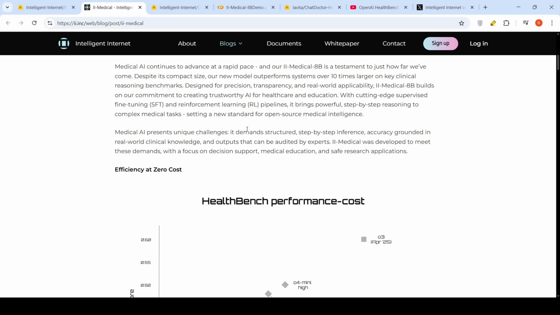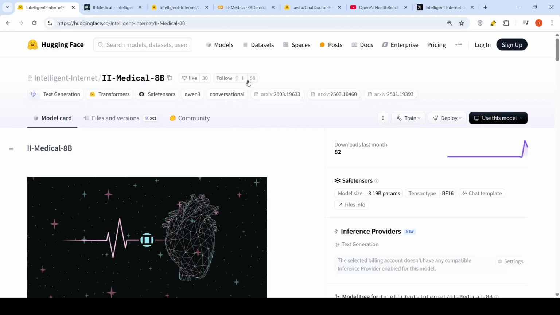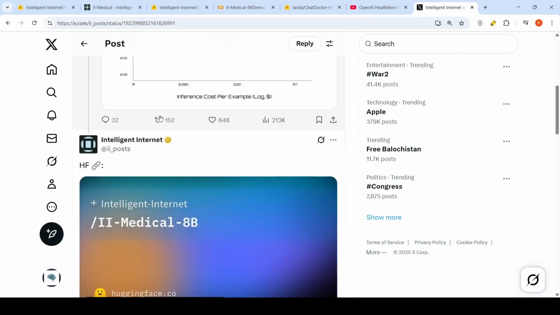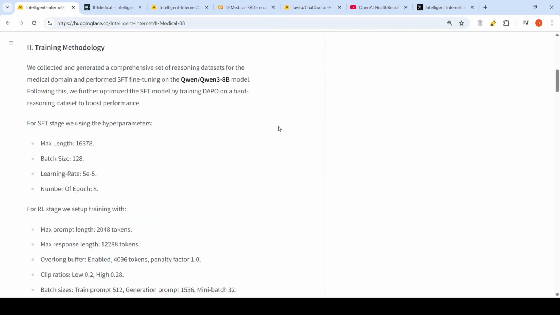Medical AI presents unique challenges. It demands structured step-by-step inference, accuracy grounded in real-world clinical knowledge, and outputs that can be audited by experts. So this model was developed towards these requirements. They have not explicitly specified the MIT license over here, but in their Twitter release, they are saying it is MIT licensed. That means it's open source, open weights. You can run it on a GPU with 16 GB RAM, or CPUs as well. That's what they claim over here.